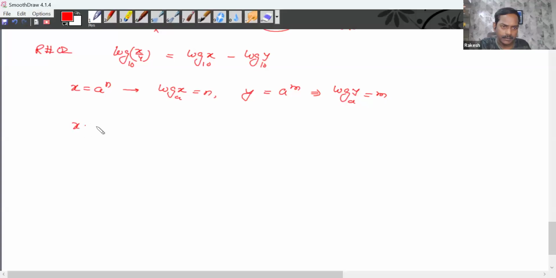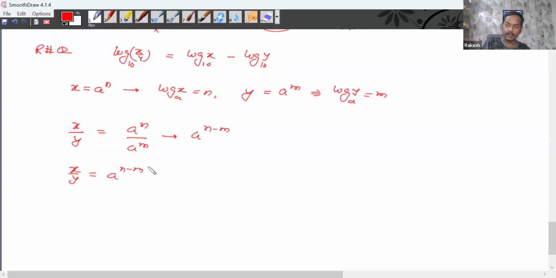Now I'm multiplying x into y, so I'm getting a to the power m into a to the power n, which is nothing but, sorry, I have to divide it now. If I'm dividing x by y, then I'll be getting a to the power m divided by a to the power n. Again, I can write it as a to the power m minus n. So we can say that x divided by y is nothing but a to the power m minus n.